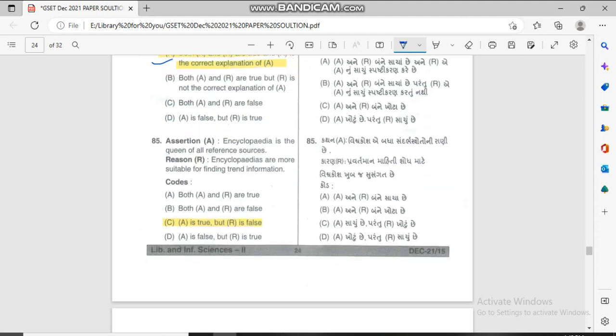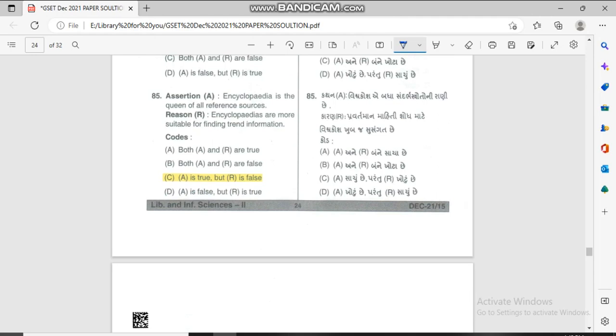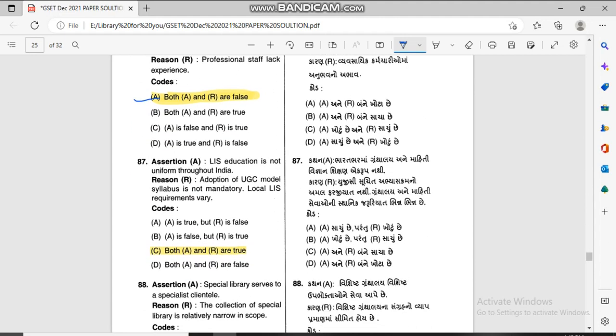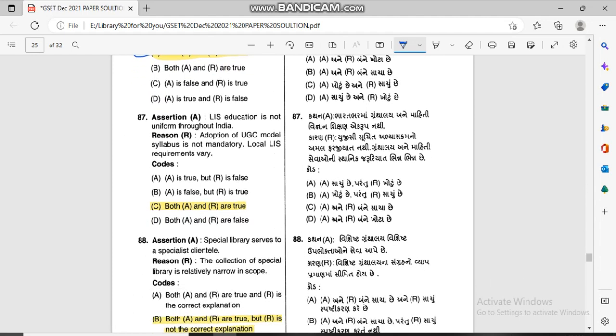Assertion: Encyclopedia is the queen of all reference sources. Reason: Encyclopedias are more suitable for finding trend information. A is true but R is false. Assertion: Para-professional staff support the professional staff in library duties. Reason: Professional staff lack experience. Both A and R are false. Assertion: LIS education is not uniform throughout India. Reason: Adoption of the UGC model syllabus is not mandatory, and local LIS requirements vary. Both A and R true.